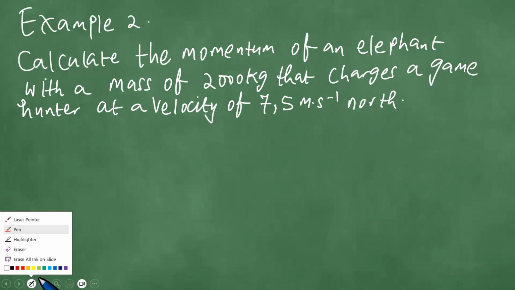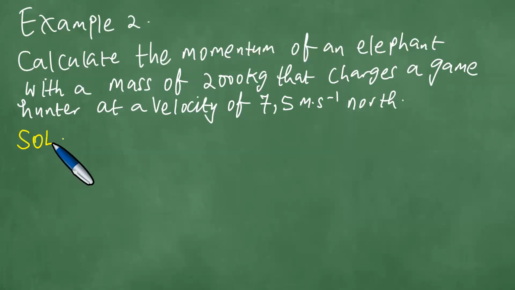We look at the solution now. What is the solution to this? We need to calculate the momentum of an elephant with a mass of 2,000 kilograms that charges a game hunter at a velocity of this. We want the momentum of the elephant. Obviously, the question is making mention of two objects here, an elephant, but also a game hunter.